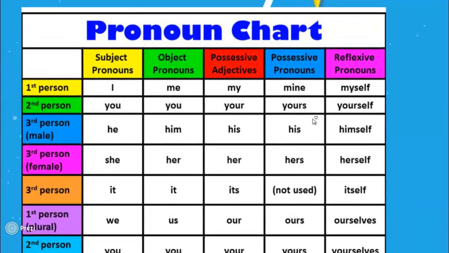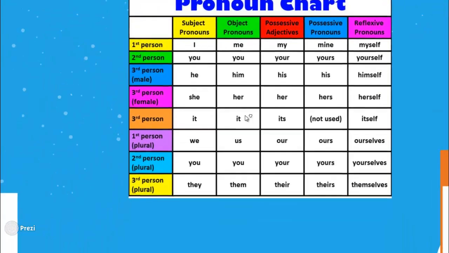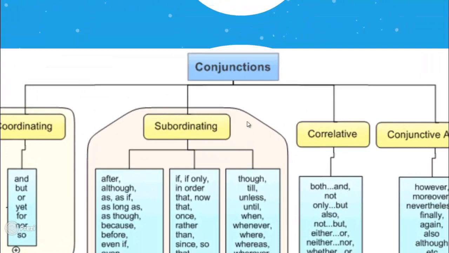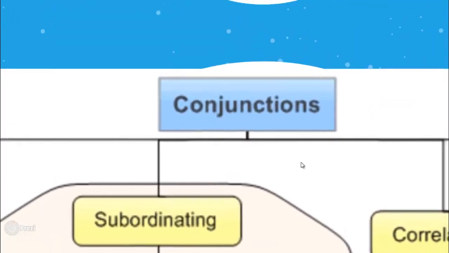And the reflexive pronouns, we know that we use the reflexive pronouns after a verb, coinciding with the corresponding subject pronoun. For example, I love myself, you love yourself, he loves himself. Those will be the pronoun chart, and then we're going to go into a very interesting topic, the conjunctions. Every time you think about a conjunction, I want you to think about uniting things. Think about putting two things together.